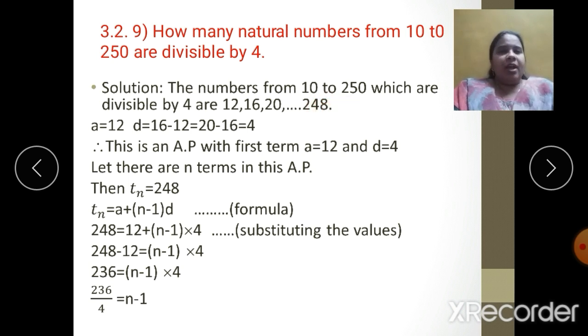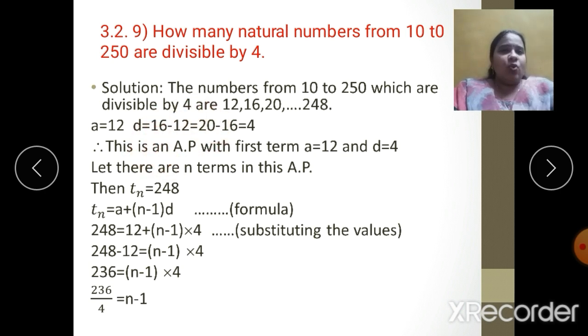In this way, I can write the AP as 12, 16, 20 till where? Till 248. In this, a is equal to 12. d can be found out. I know that it is divisible by 4, so d has to be 4. But this working has to be shown. And extremely important is to write this statement. It carries marks. Maybe 1 mark may be deducted in the final exam.